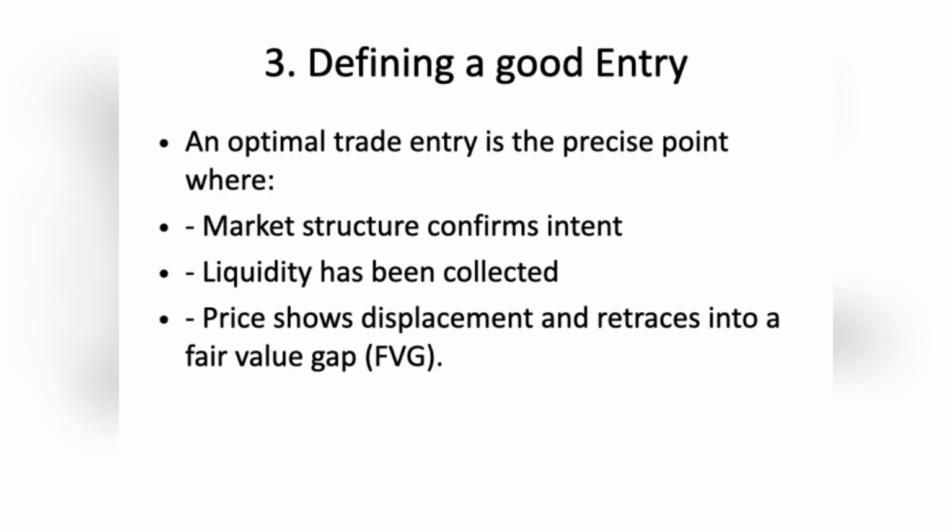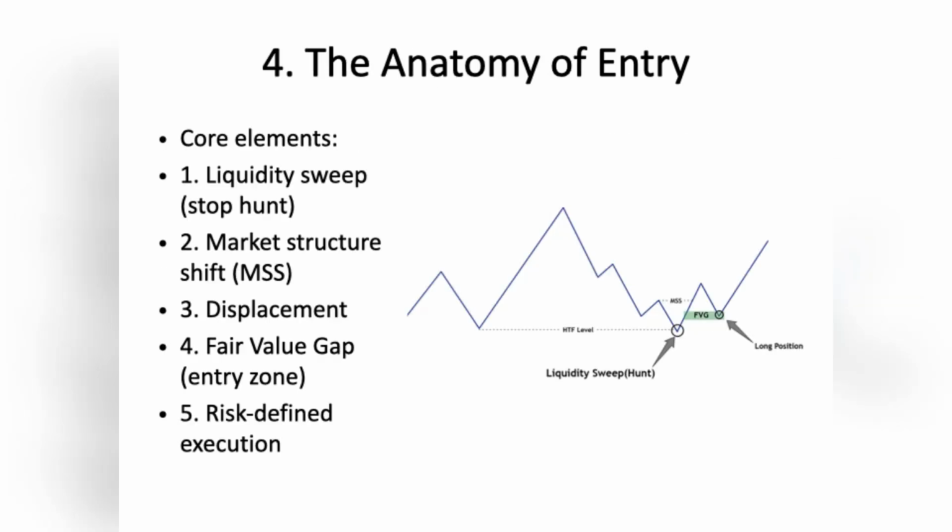So, what does an optimal entry look like? It's the exact moment when the market's intent is confirmed by a structure shift. The liquidity has been collected, and price shows institutional strength through displacement, then retraces into a zone for us to enter, like a fair value gap. The anatomy of a perfect entry has 5 core elements: a liquidity sweep, a market structure shift, clear displacement, a fair value gap to enter into, and a logical, risk-defined execution.